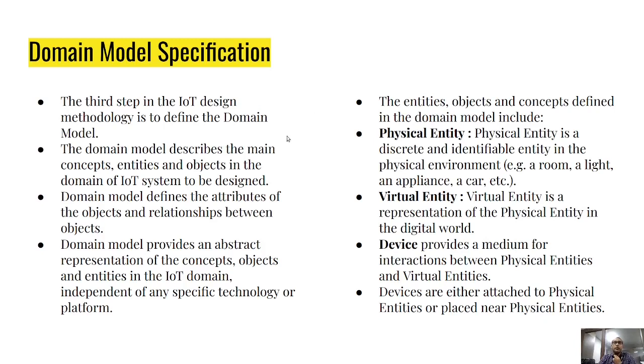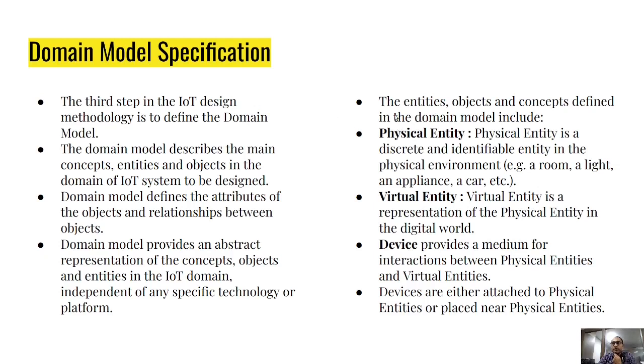Next is the domain model specification. This is the third step in the IoT design methodology and is used to define the domain model. It describes the main concepts, entities and objects in the domain of the IoT system to be designed, and it defines the attributes of the objects and relationships between the objects. There are a few entities and objects in this model.